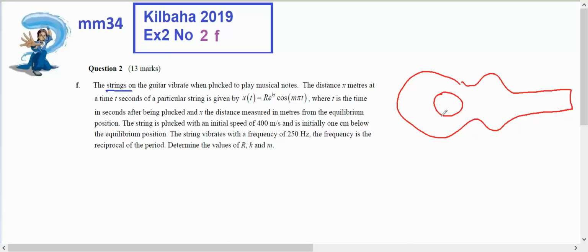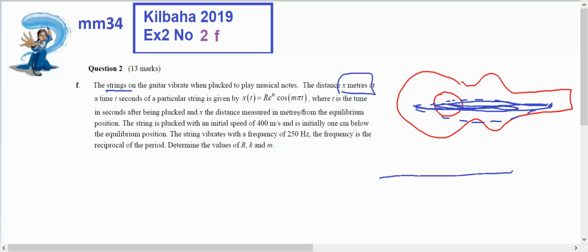And it vibrates. So if we have, say, one string, it can vibrate between this position and this position, and it oscillates between these positions. And as it oscillates, it vibrates with the air and rebounds inside the guitar and makes a noise. Okay, so we know that the distance in meters at time t of a particular string is given by this. So if this equals 0, then it's going to be here in dead middle, hasn't moved.